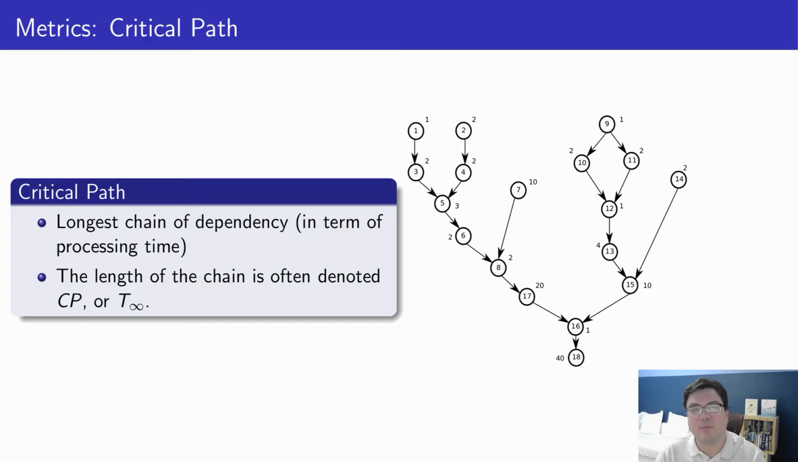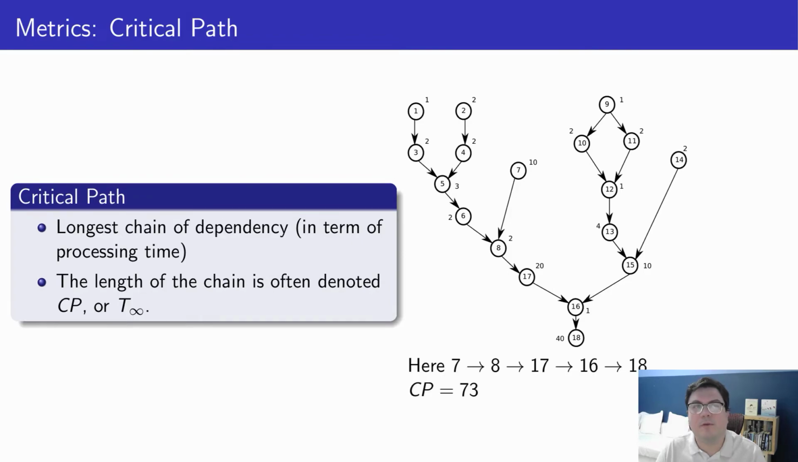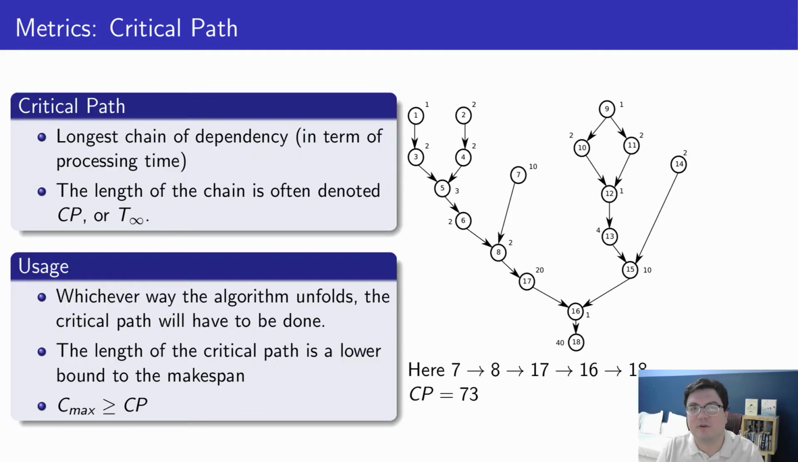Can you find the critical path of this graph? Pause the video if you want to think about it. The critical path of the lemon pie application comes from the chain 7, 8, 17, 16, and 18. The length of that path is 73. Note that it is not the path with the most tasks, but it is the path with the longest sum of processing time. Whichever way the application is executed, that chain of length 73 will need to be executed sequentially.